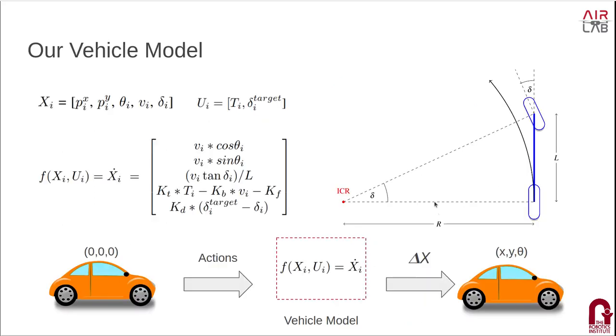Now, we consider a state space X, which consists of positional coordinates, yaw, linear velocity, and steering angle of the vehicle. For actions, we provide the robot with target throttle and target steering angle. To use this state and action space, we use an augmented kinematic bicycle model. The major point of interest is that we express the linear acceleration of the vehicle considering the effect of throttle, engine braking and frictional force. These effects are expressed using KT, KB and KF respectively. We also model the rate of change in steering as a proportional gain with respect to the target steering. Here KD is the coefficient of proportional gain.